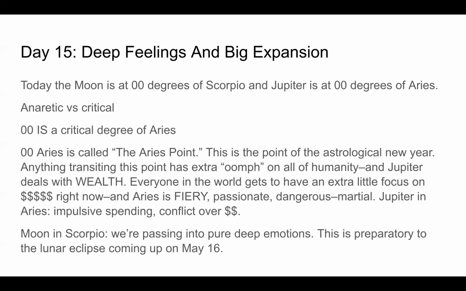Now, 00 degrees of Aries is a very important part of a chart. This is an Aries point, and 00 degrees of Aries is where we see the astrological new year. The new year starts when the sun transits 00 degrees of Aries. But anything that is transiting 00 degrees of Aries always gives a little extra oomph to all of humankind, because that is just the starting point of all of our journeys, is with Aries at 00 degrees. And we all come to this earth at different stages of our journeys.